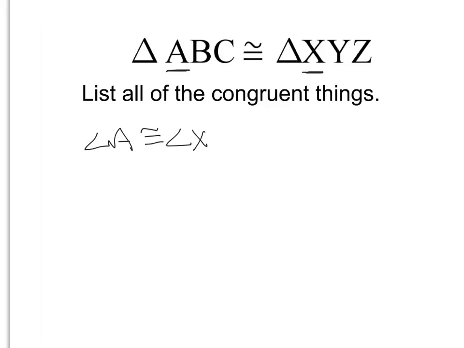And I keep going. Angle B would be congruent to angle Y. And angle C would be congruent to angle Z.